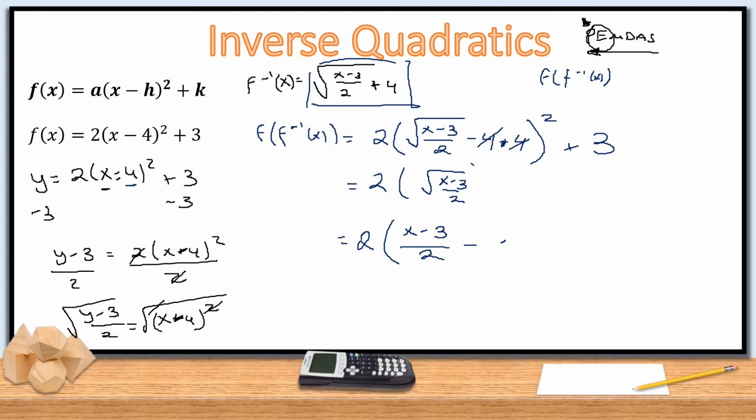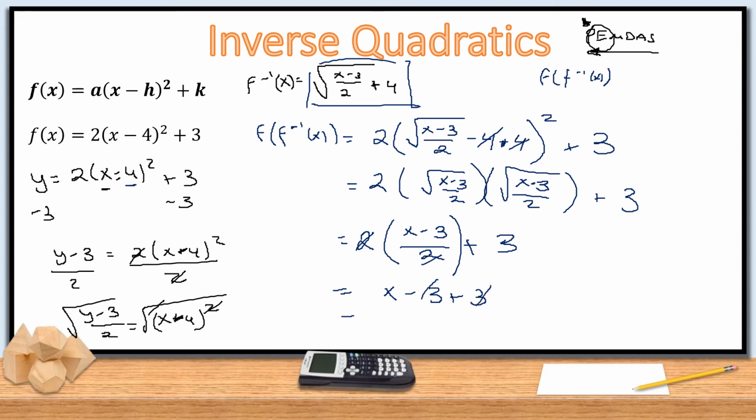All right, so that times itself plus 3. Perfect. So the square roots cancel each other out. And then we've got a plus 3 at the end. So then times 2 divided by 2, they're going to cancel. So we'll end up with x minus 3 plus 3. The 3s cancel, and we're left with x. So we're like, yes, this is verified. They are inverses of each other.